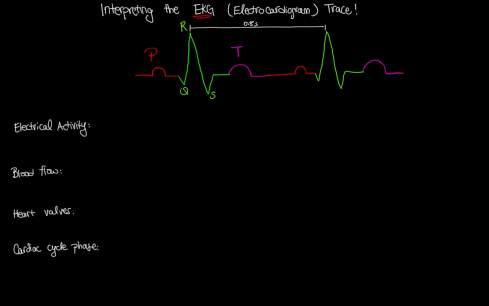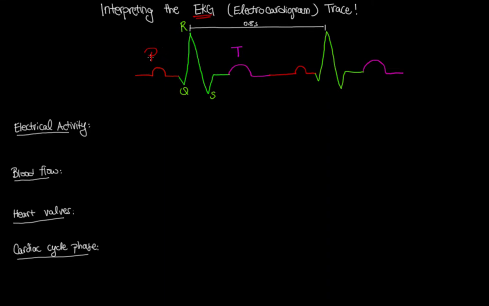So the purpose of this video is to really understand what is causing the P wave, what is causing the QRS complex, and finally what is causing the T wave. And so we're going to be looking at these principles and analyzing not only the electrical activity that takes place to result in these deflections, but we are also going to trace blood flow through the heart, understand which heart valves are open versus closed, and then finally superimposing this with the cardiac cycle phase. So let's begin.